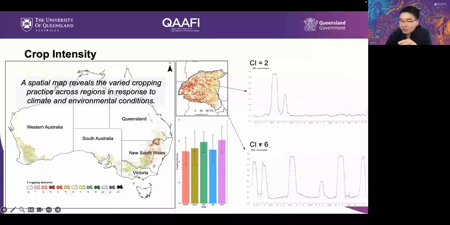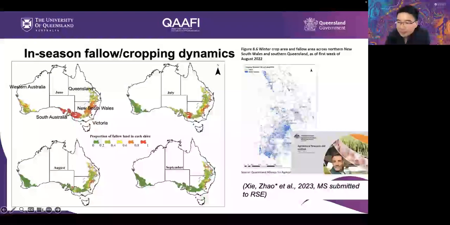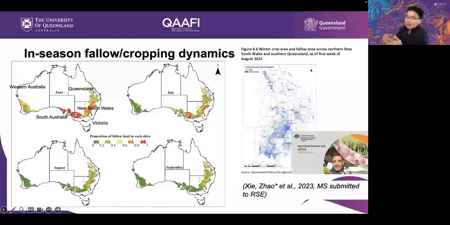While an intensity of six is indicative of more continuous cropping activity, as shown by the regular peaks throughout the seasons. And these profiles further support our understanding of regional agriculture practices. And this slide highlights the dynamic nature of our study, our capability to provide regular updates on the status of cropland and fallowland across different regions.